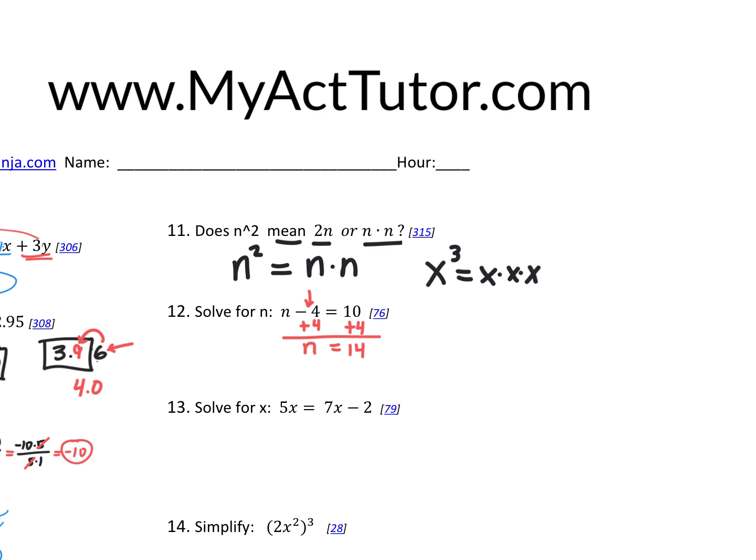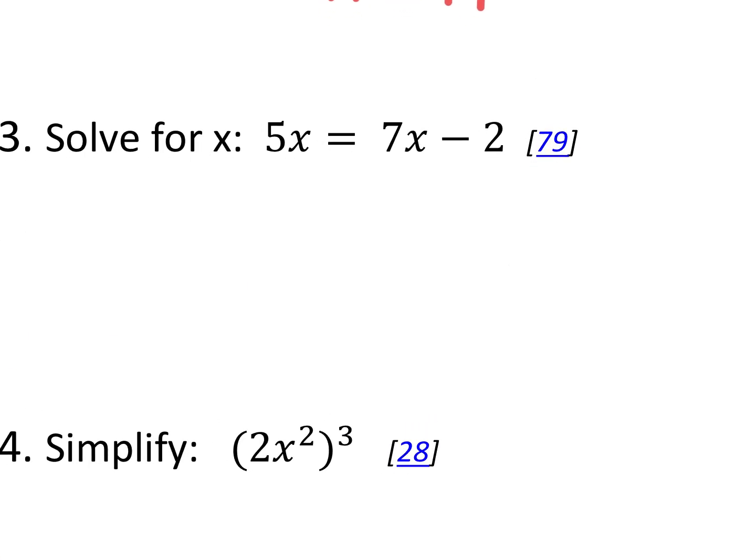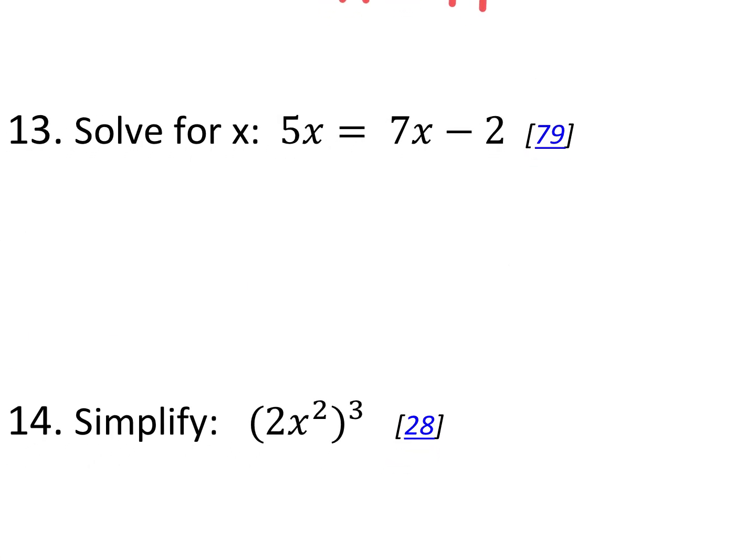How about skill 79? The reason this one's here is because there's variables on both sides of this equation. If I have variables on both sides, then I need to solve this for x. That means get the x all alone at the end. And I can't do that unless I get the variables all onto one side.